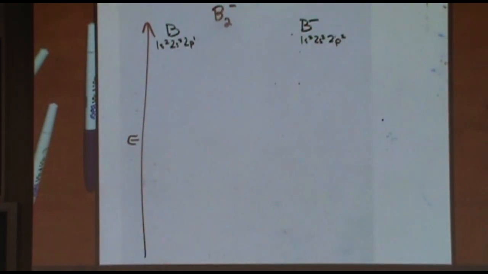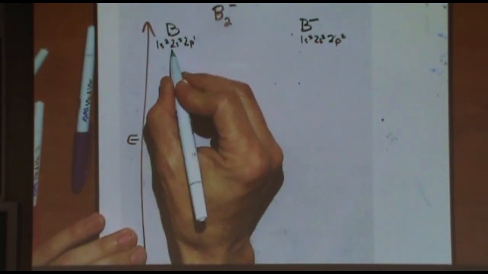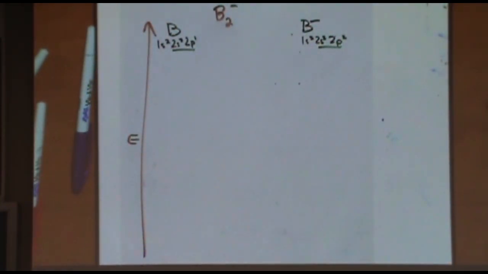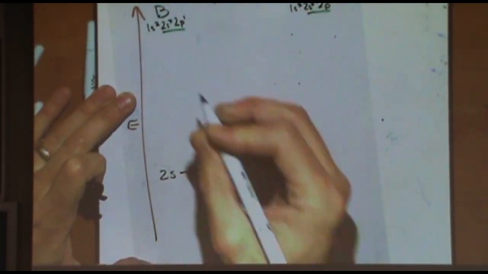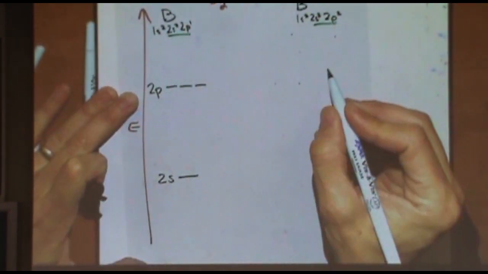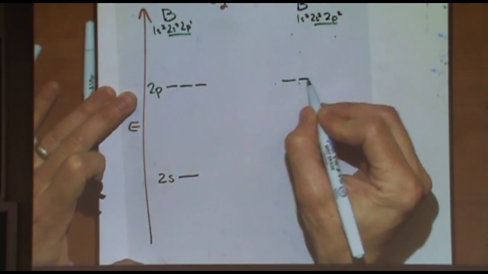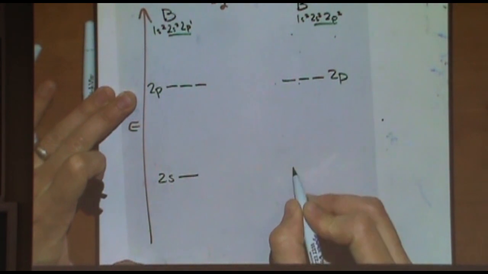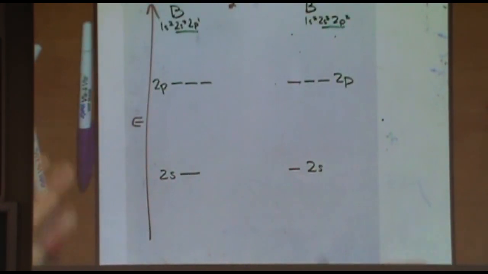Then 1s2, 2s2, 2p2. Okay? Now I'm not going to draw the core electrons, so I'm only going to draw the valence. I'll underline what I'm drawing. You don't need to write in the 1s. So we've got a 2s on this side and a 2p. And then on the other side, same thing, at the same energy level, 2p, 2s.